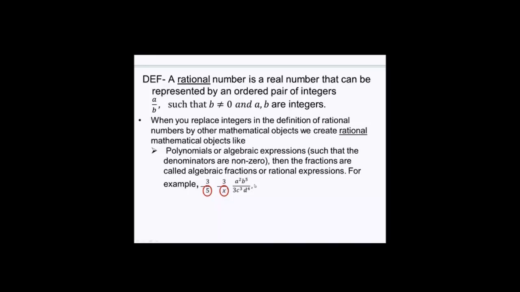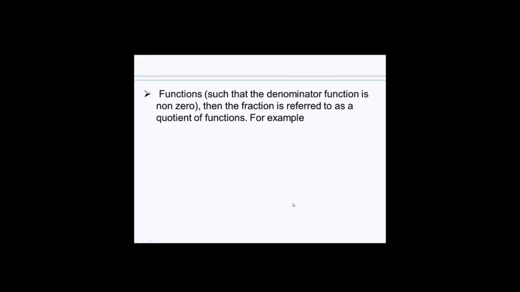You can replace both numerator and denominator by algebraic expressions. Here are some other examples. You have polynomial over polynomial. So this is called a rational expression or algebraic expression. You can also replace the numerator and denominator by other objects like functions, for example. And so even if you don't know what a function is, what do you think we're going to call this fraction where you have this function on top, the second function on bottom? Of course, we're going to call it a rational function or quotient of functions.